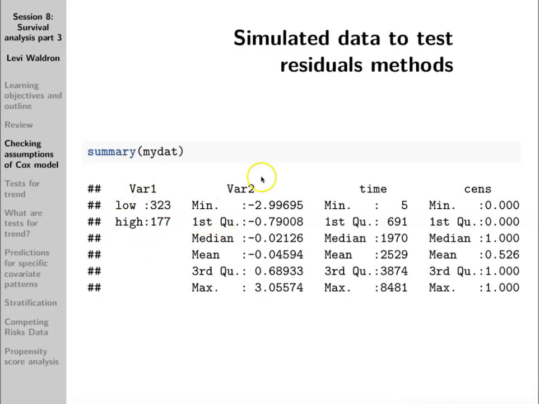There's just two covariates. Variable 1 is categorical with values low and high. Variable 2 is a continuous variable. And then we have censored time to event. And I've simulated it so that all of our assumptions are met. We have proportional hazards, we have uninformative censoring, and we do have hazard ratios for each of these variables. They do have an effect on the hazard.